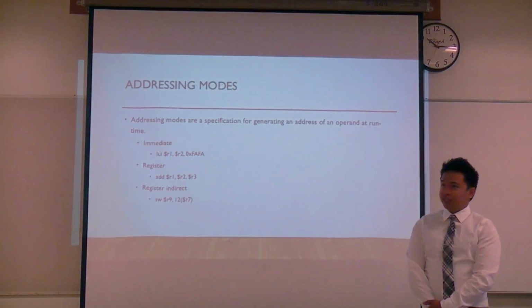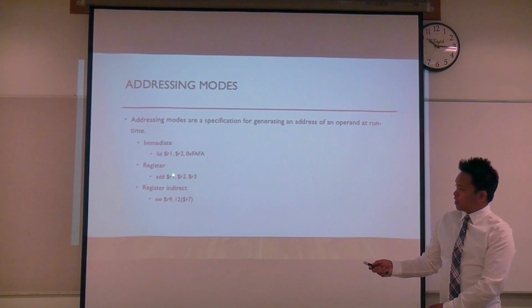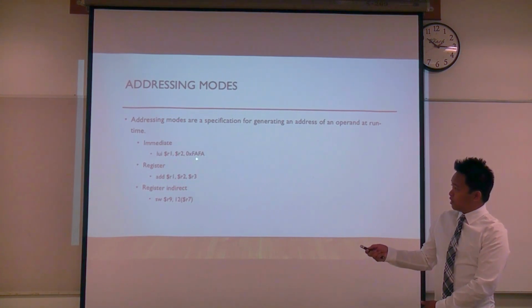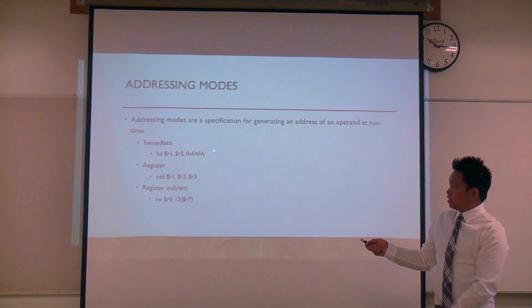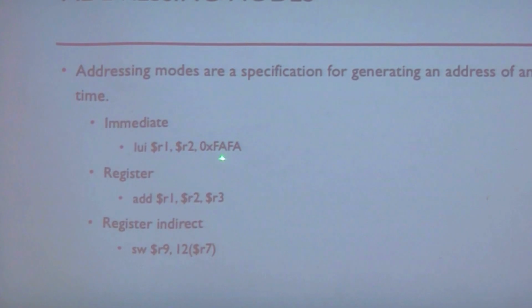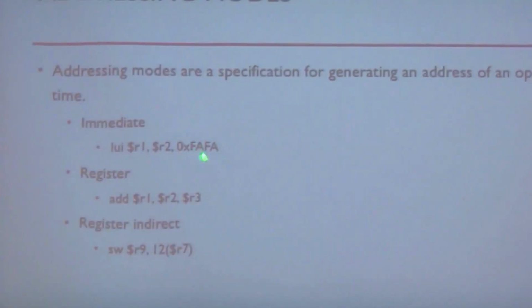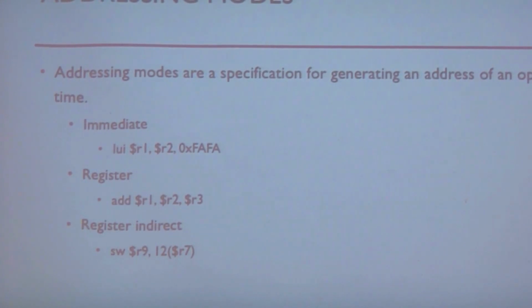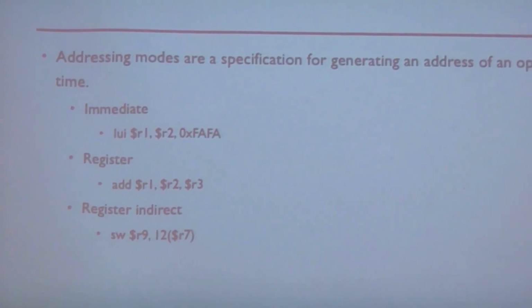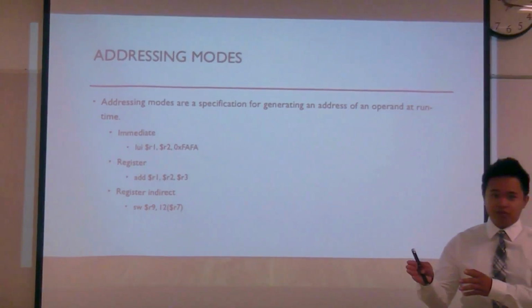So the addressing modes I have available are immediate, register, and register indirect. Immediate, typically in this design, I have the 16-bit immediate value located within the instruction format. In register, they're going to be your typical register to register operations, such as register 2 and register 3 are added together and put into register 1.